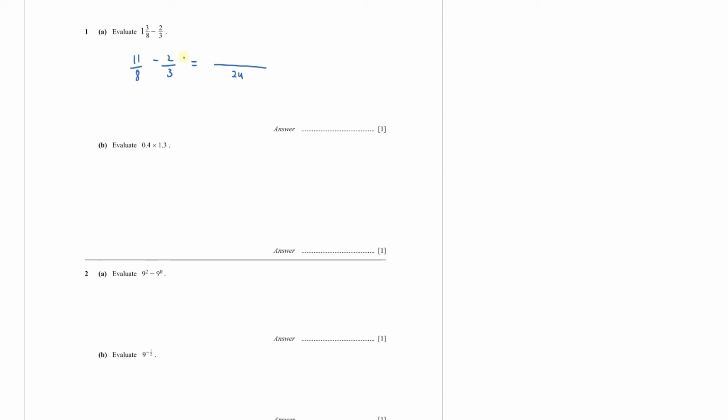So 11 times 3 is 33 minus, here I multiplied by 8 in the denominator. So I'll multiply this 2 with 8 as well. So 2 times 8 is 16. And then 33 minus 16 would be 23 and then 17 over 24.